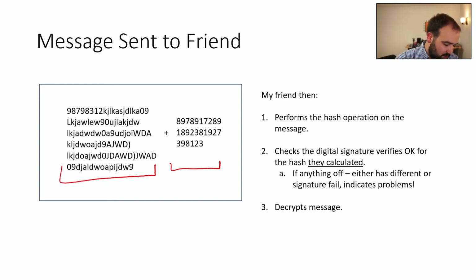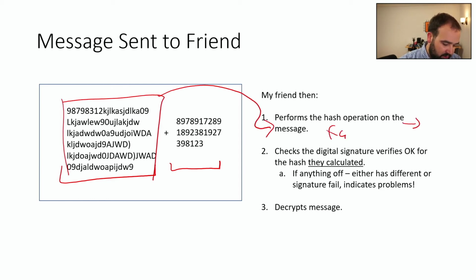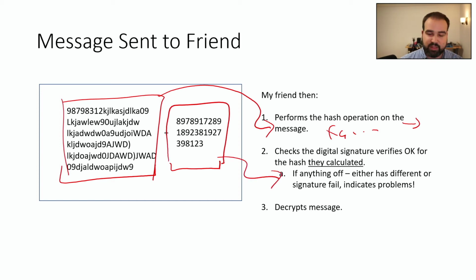Because my friend is going to take my message here. They're going to perform the hash operation, and they should hopefully recover that same hash, the SHA-1 hash. They're going to check if the digital signature and the hash they calculated agree based on my known public key that they trust. If they agree, that means that the message must not have been modified, because the hash was calculated to be the same as the one I signed. If that's all good, they could then decrypt the message.